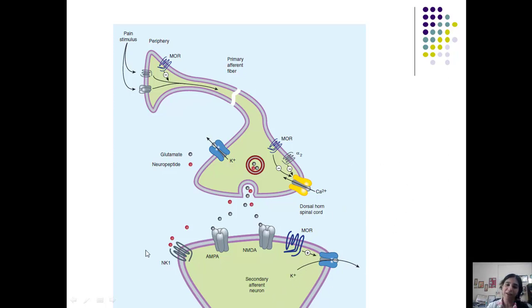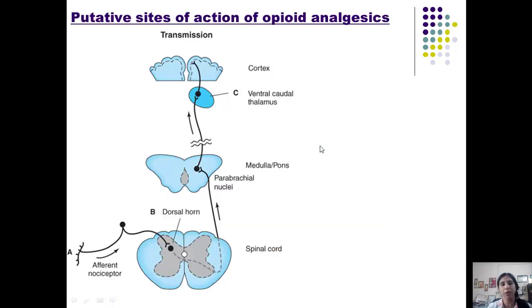So students, the ascending pain transmission is terribly interfered with, and that is one of the unique features of these opioids, that they can bring about relief from pain. So this is the way they act at the molecular level. These are the putative sites of action of the opioid analgesics.